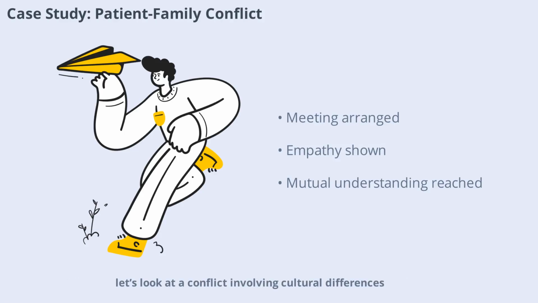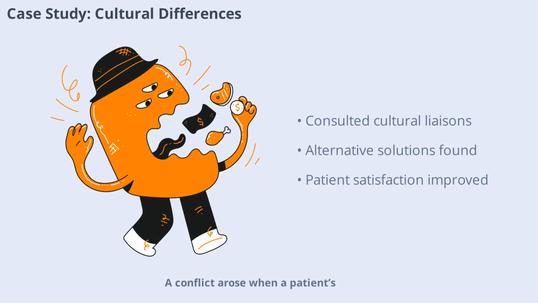Next, let's look at a conflict involving cultural differences. Conflict arose when a patient's cultural beliefs conflicted with standard medical procedures. Staff took time to learn about the patient's background and consulted with cultural liaisons. By respecting the patient's beliefs and finding alternative solutions, the team was able to provide care that honored both medical standards and cultural values. This example shows how cultural competence and flexibility can resolve conflicts and improve patient satisfaction.